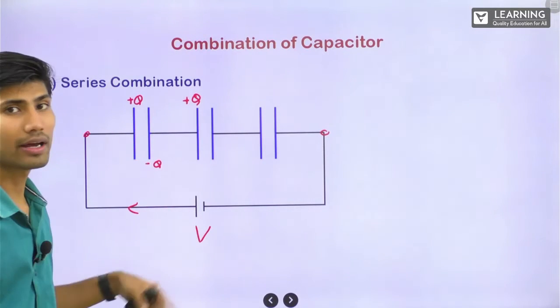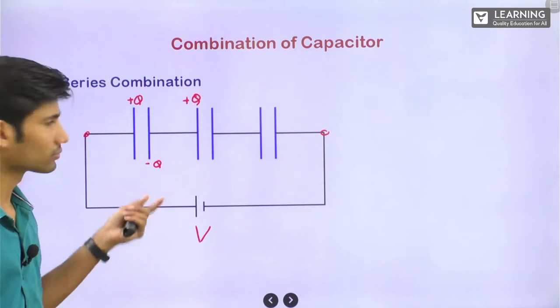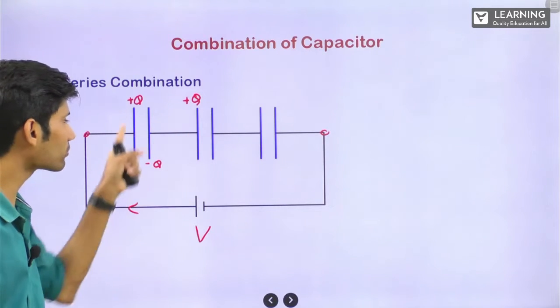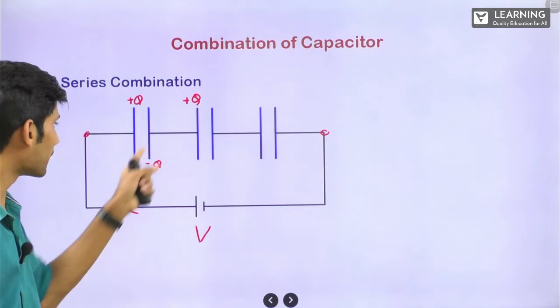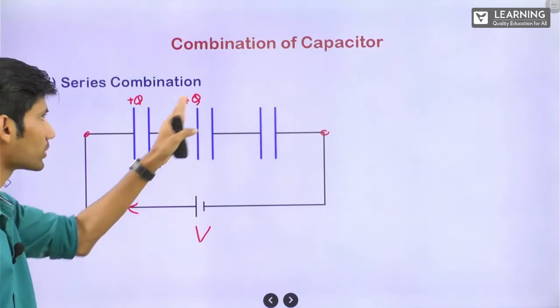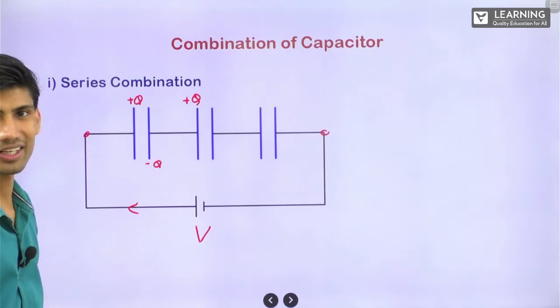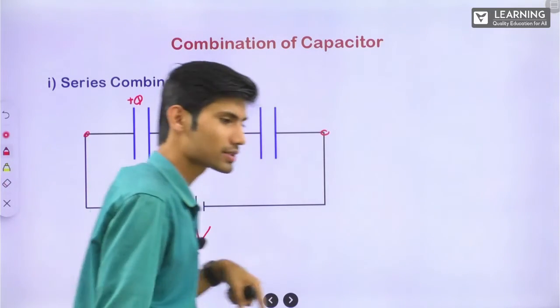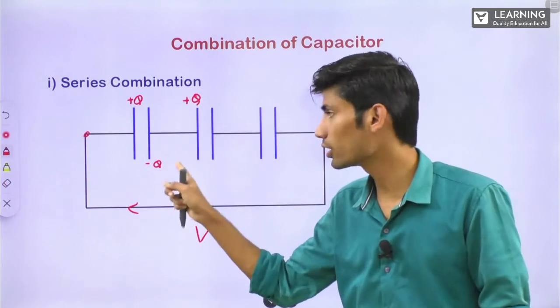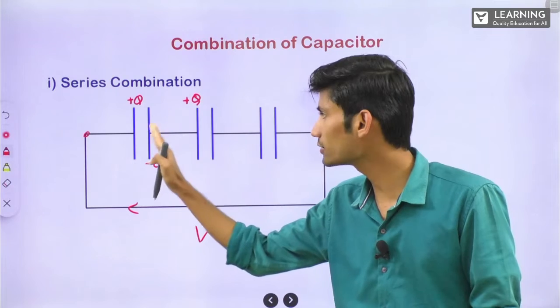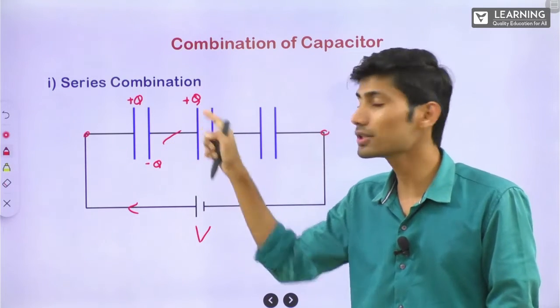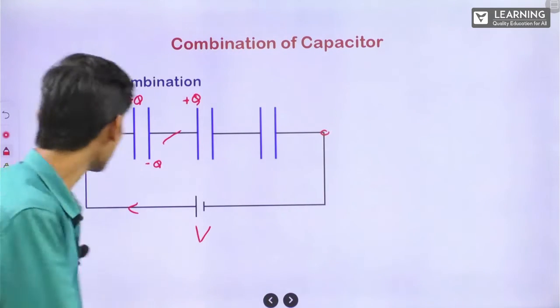Now this minus Q, from where did it come? This is an isolated system. The charge will move around within this only. So this minus Q actually came from here. So this became plus Q. Correct? You can understand it this way: this plate has got more negative charge because the negative charge has flowed from this plate to here. So now this has become positively charged. You can understand it this way.